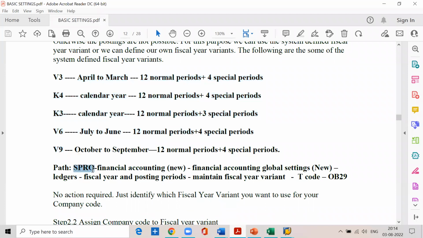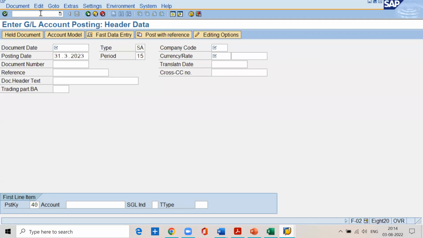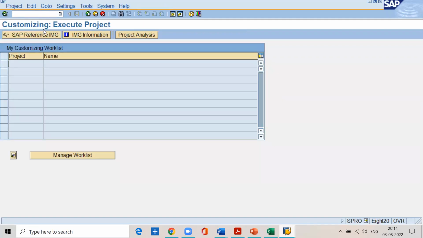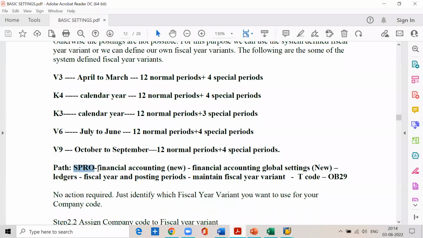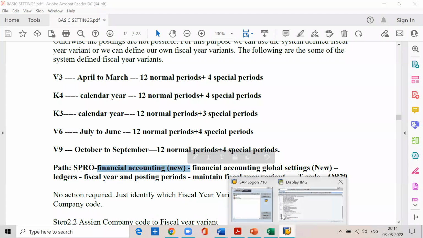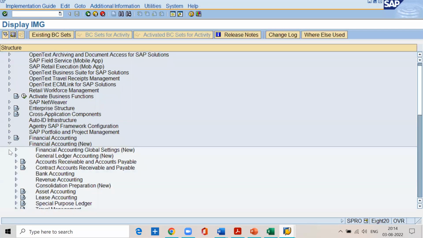So the path is SPRO, which is also the job of the consultant. /n SPRO. SPRO, Financial Accounting New. So there is no difference between Financial Accounting and Financial Accounting New. But in Financial Accounting New, some additional functionalities have been introduced, right? What additional functionalities were introduced in Financial Accounting New? We will discuss at the end. For the time being, Financial Accounting New.